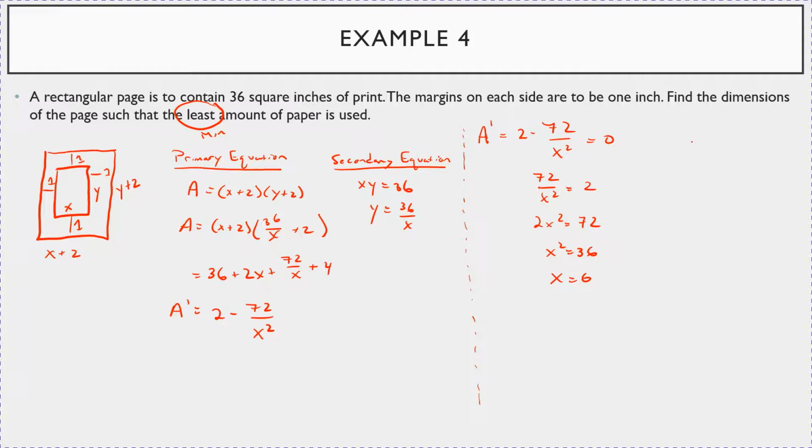And then again, if you apply the second derivative test, this ends up being negative 2 times negative 72 gets me positive 144 over x cubed. And look, when you plug 6 into this, it's greater than 0, for x is equal to 6.